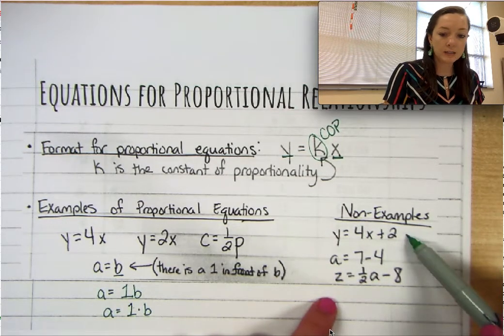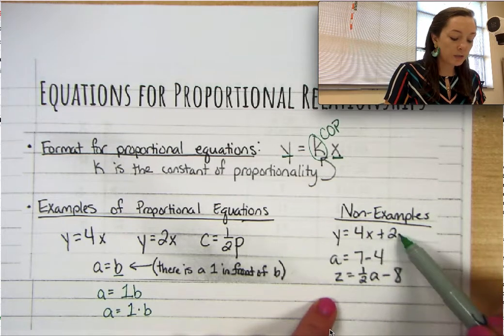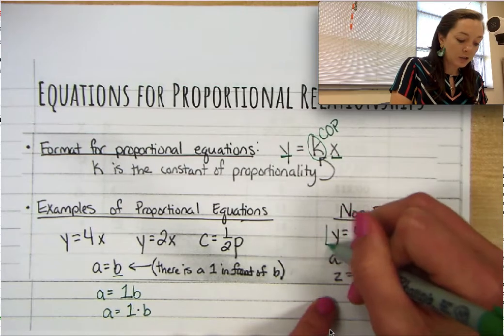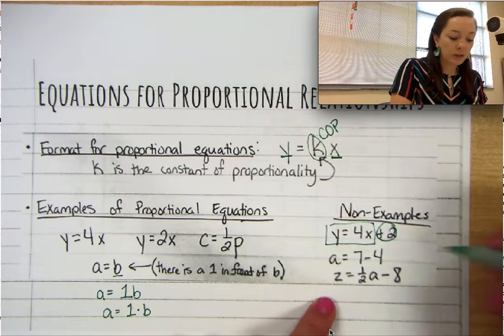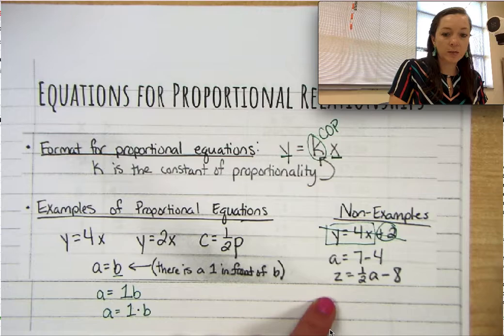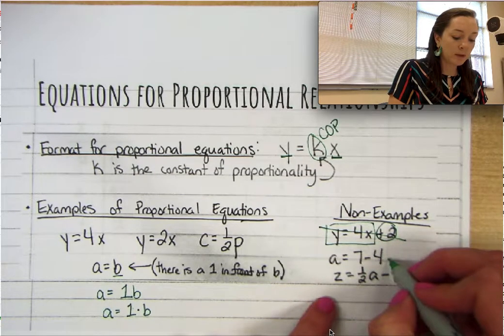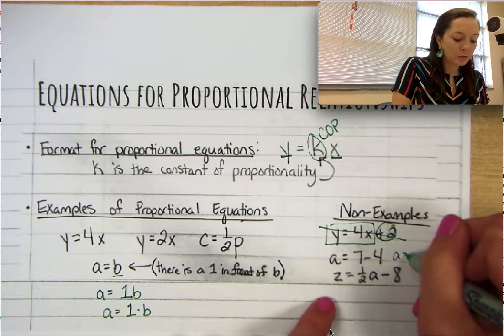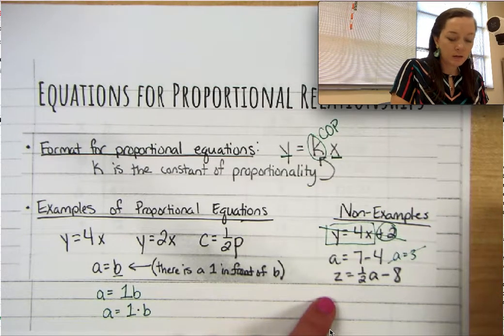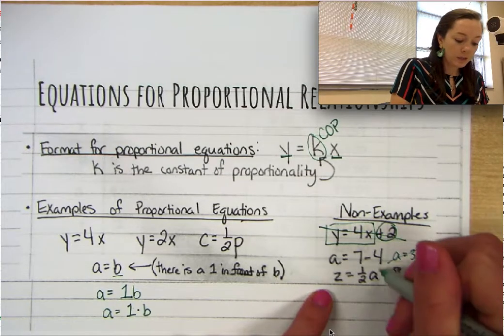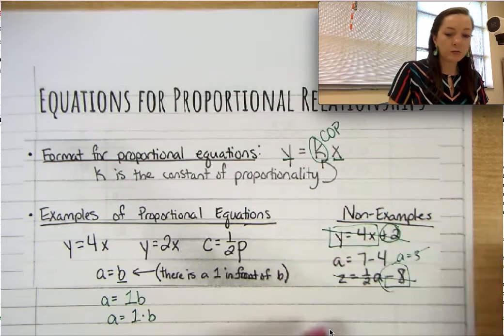And then some non-examples. y equals 4x plus 2. Well, there's this extra stuff here. I just would like to have the y equals 4x, so that's not an example of a proportional equation. Then I have a equals 7 minus 4. Well, that's just a equals 3, so that's not right. And then I have z equals 1/2 a minus 8. Again, we have some extra stuff that we don't need.